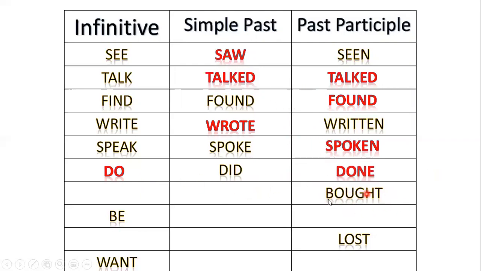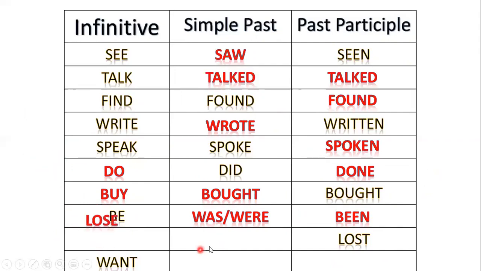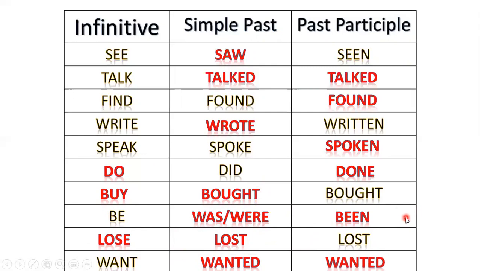We have bought. Infinitive is buy. Simple past is bought. I will also share with you another list in our groups to make them easier for you to learn. So the verb to be, because it is was or were, past participle, been. We have lost: lose, lost, lost. Want, wanted, wanted, just like the one you have on One Piece. You know, this criminal is wanted.